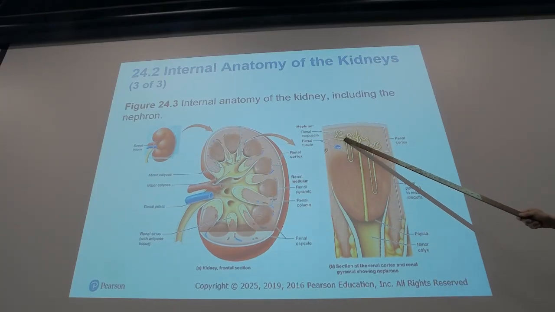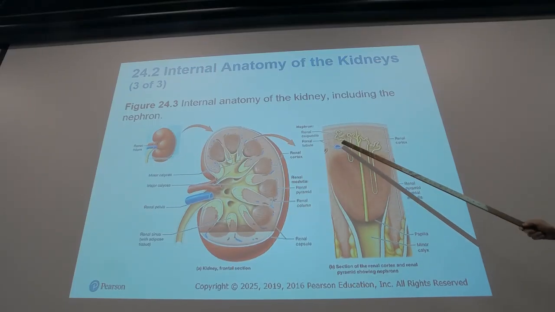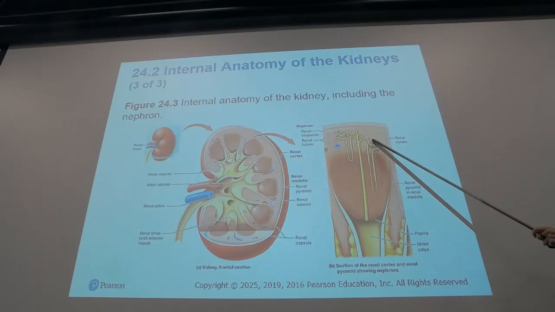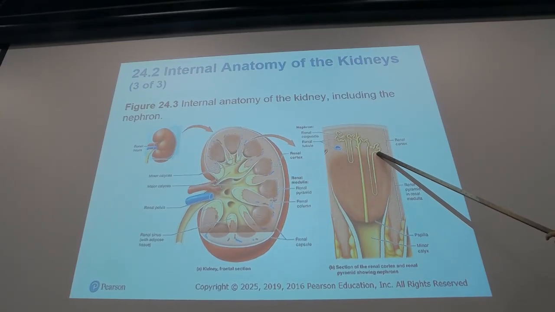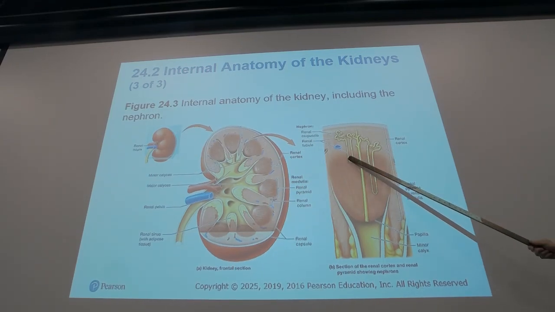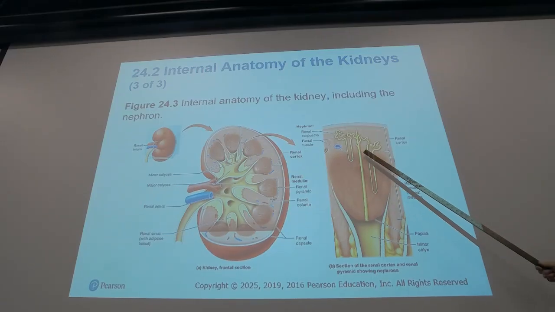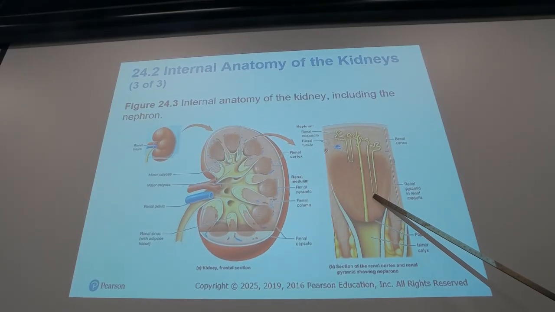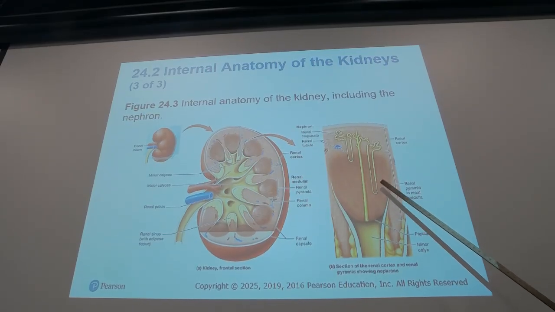Now, this nephron that is away from the pyramid is called a cortical nephron, while this nephron that is closer to the pyramid is called the juxtamedullary nephron. And if you see, the tubules from the cortical nephron are shorter than the tubules from the juxtamedullary nephrons. So that's an anatomical difference between these nephrons.